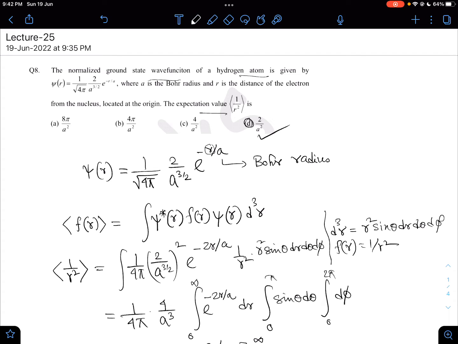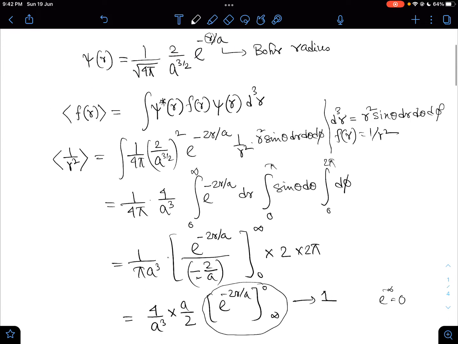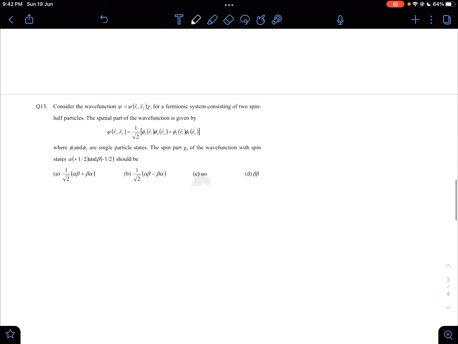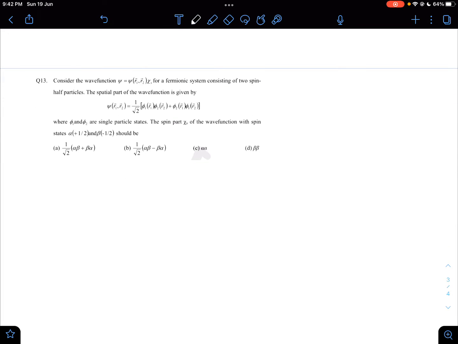So if we have a normalized wave function, then the expectation value of 1 by r square for a hydrogen atom will be 2 by a squared. So we are done with our first problem. Let us now move to the second problem.